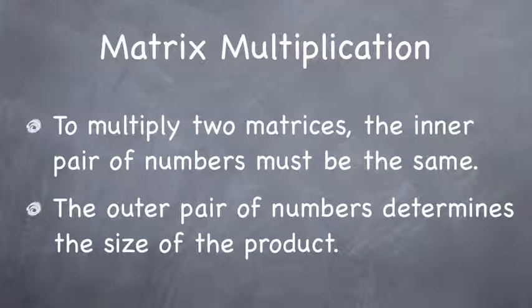If they are not the same, then taking the product is very easy. It just simply doesn't exist. Now, if the product does exist, so if those two inner numbers are the same, the size of the product is going to be the outer two numbers. So in other words, the number of rows of the first matrix and the number of columns of the second matrix. So when we're taking a product, if the inner two numbers match, the size of the product is going to be the outer two numbers.